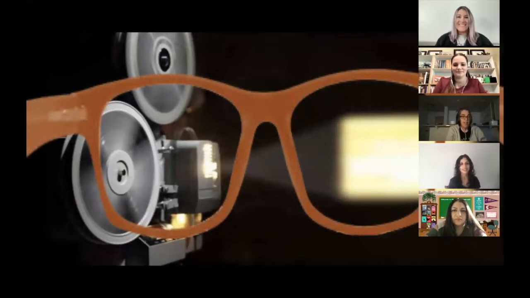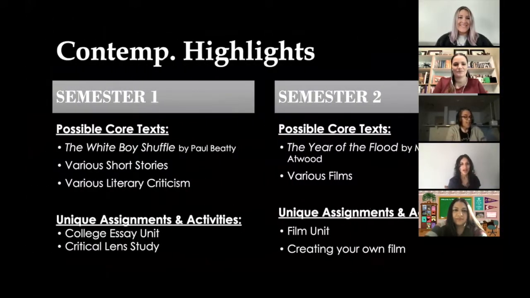Our next course is contemporary literature. In first semester, we start off with a college essay and personal narrative unit. So lots of practice for any of those college essay prompts. Then we move into a short stories and literary criticism unit.